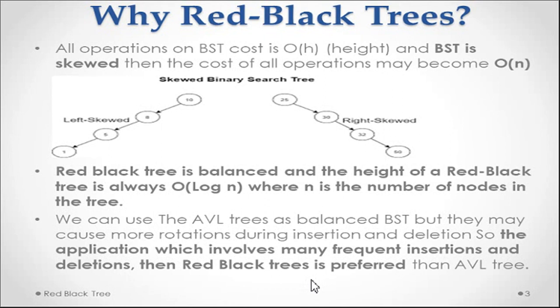But what is the difference? AVL tree is a balanced BST but may cause more rotations during insertion and deletion. So it requires RR, LL, RL and LR rotations. When we are inserting nodes one by one, it may require multiple rotations. But red black tree does not require as many rotations. So for applications which involve frequent insertion and deletion, we use red black tree because multiple rotations are not required, unlike AVL tree.